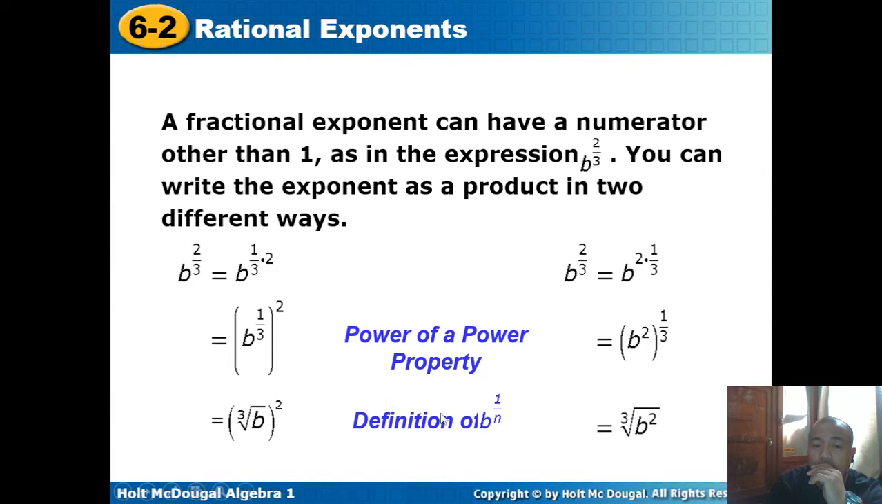And by definition of b raised to 1 over n, b raised to 1/3 is the cube root of b, so this is the cube root of b squared here. So yes, it's just the same.